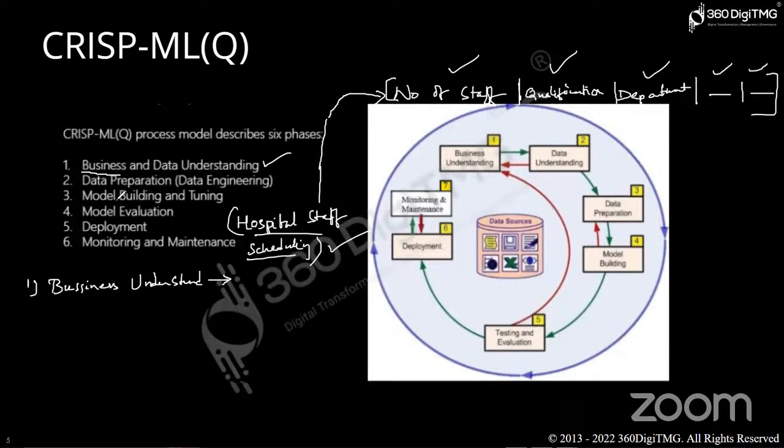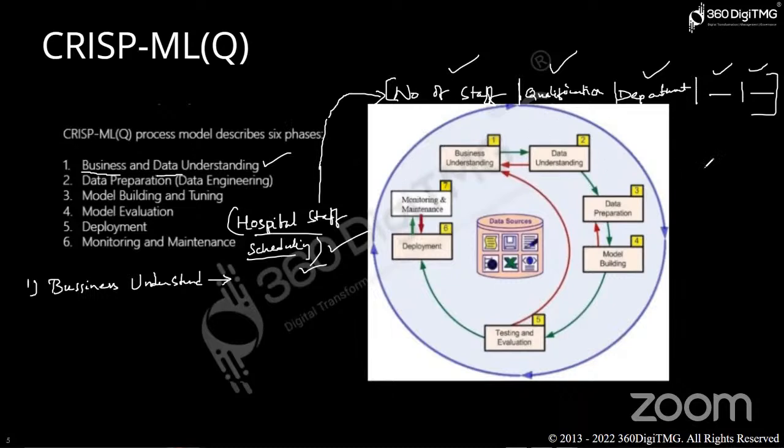Once we have understood the business, the next step is to understand the data. Now we have data on each of these staff. Based on this data, which person will be assigned to which department could be known. So depending on which kind of data we have, we'll have to assign this.